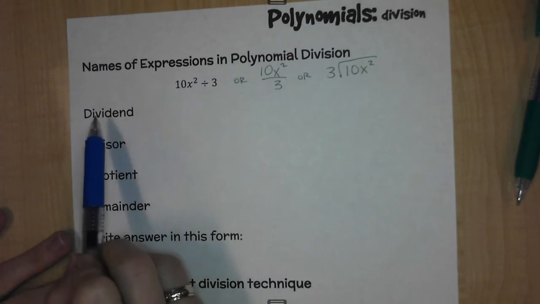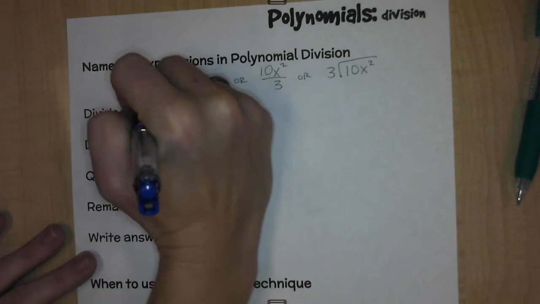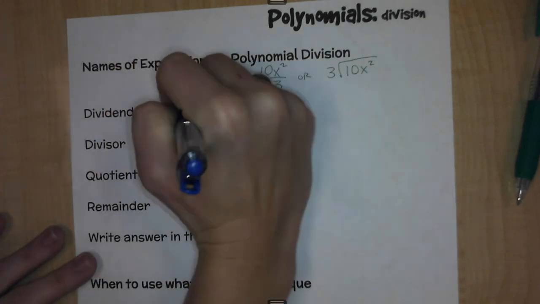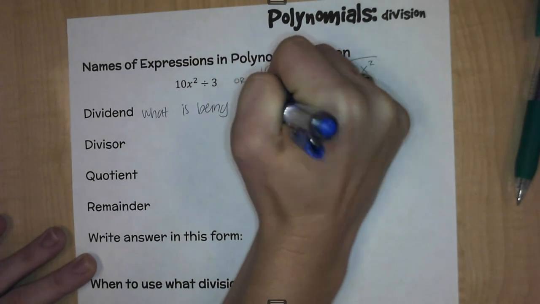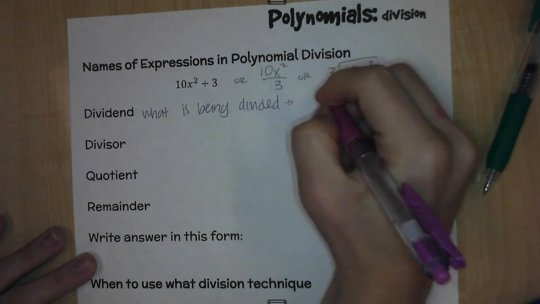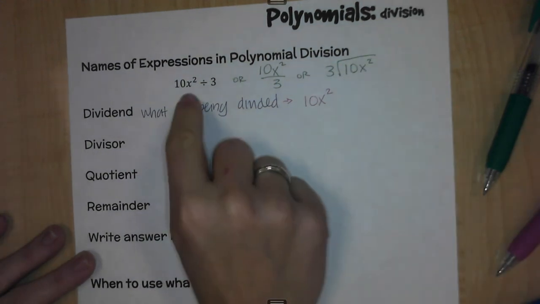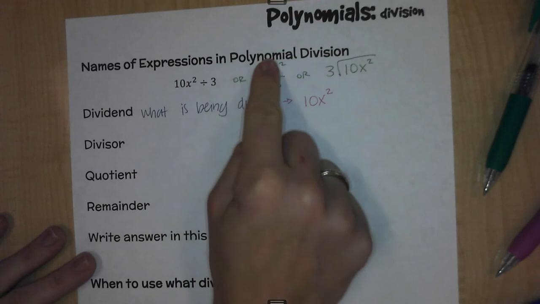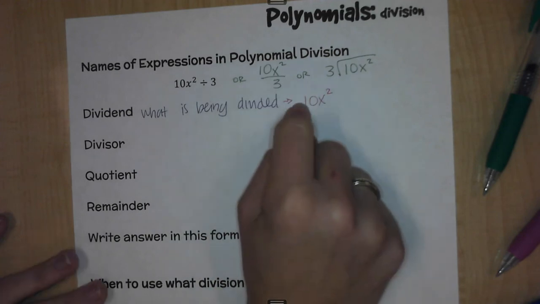So our dividend is what is being divided. And so in our example, that is our 10x squared. So it's what's coming first, what's on top, or what's inside. That's our dividend, okay?